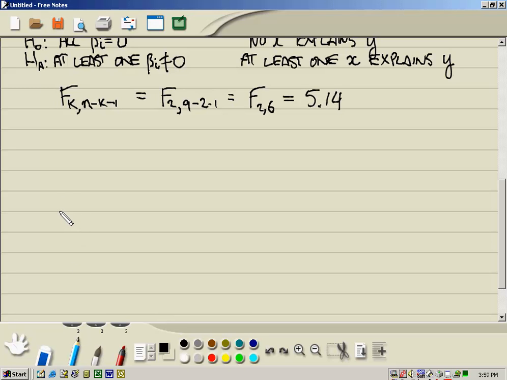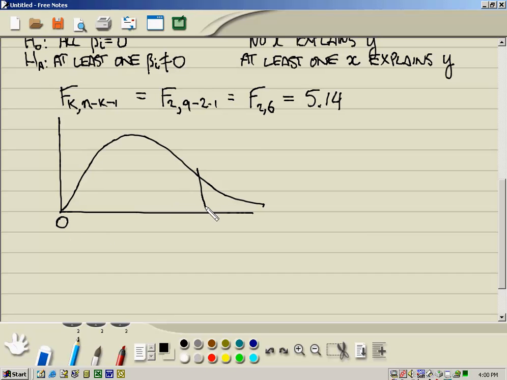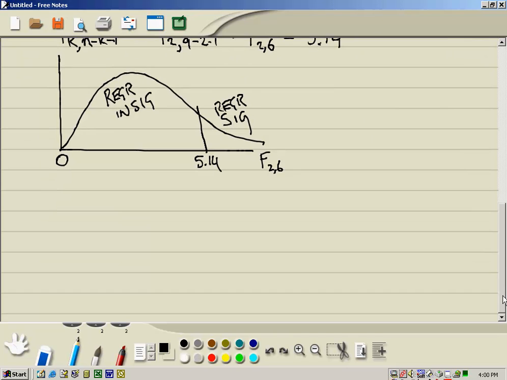critical f. Let's draw a representation of the f distribution. Alright, like the chi-squared, it starts at 0 and then trails off to infinity. Our critical value is 5.14. Alright, any calculated f below that in the regression is insignificant. Anything above and the regression is significant. Alright, so let's write a quick decision rule like that.